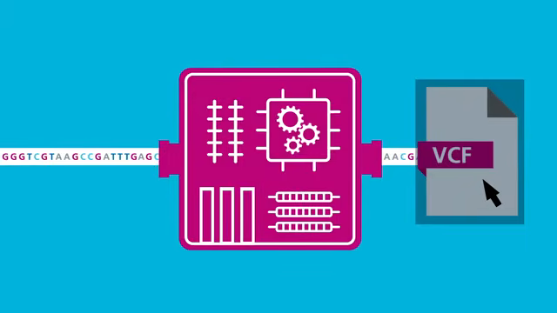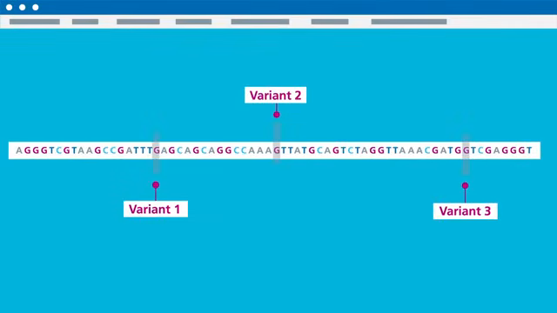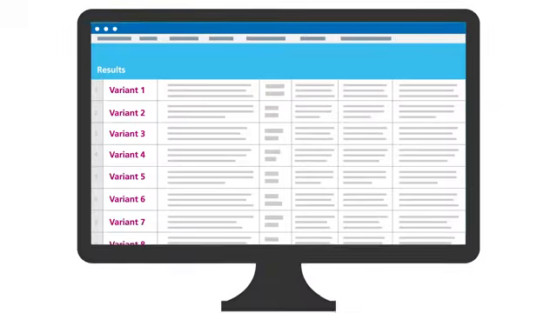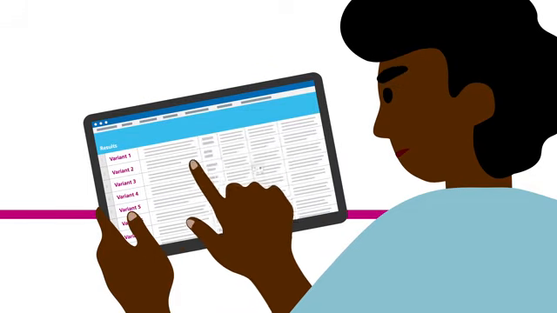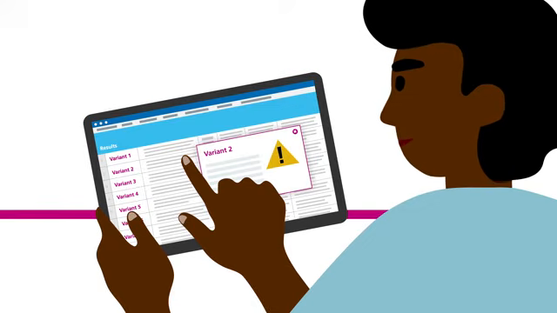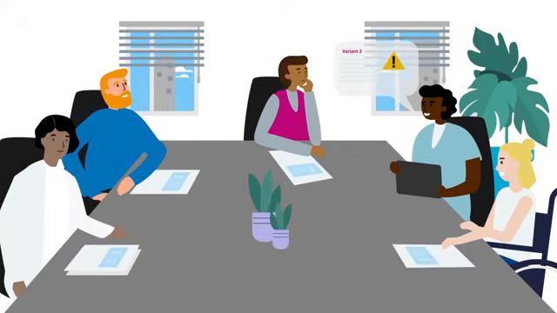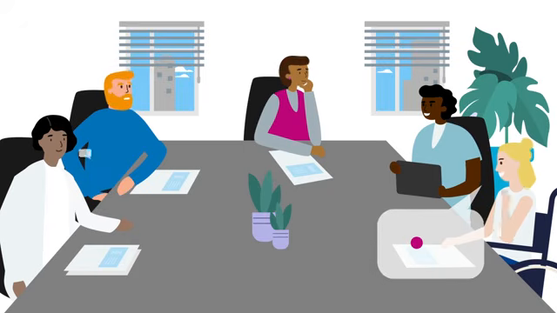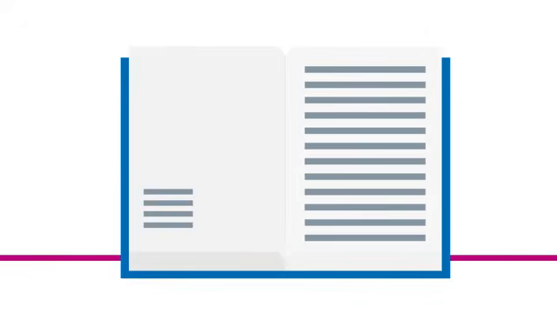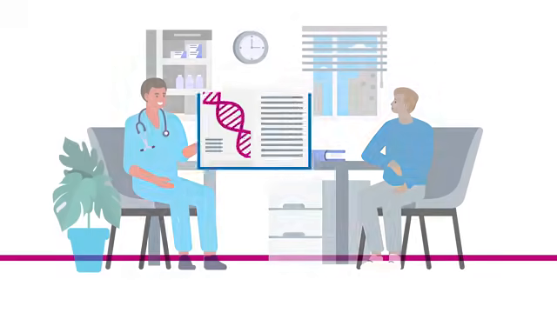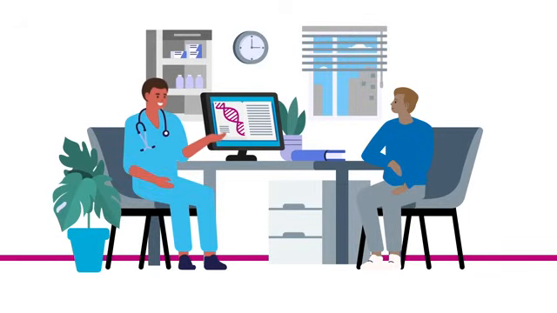Once the variants have been identified and their likely effects predicted, the results need to be clinically interpreted to determine the significance of those variants. This can be challenging and may involve discussion between scientists and clinicians. The results are then presented in a genomic report for the clinician to discuss with their patient, completing the whole genome sequencing journey.